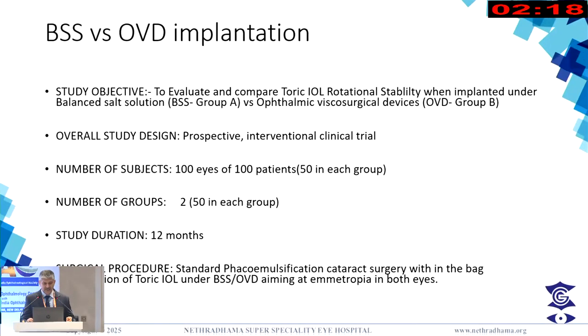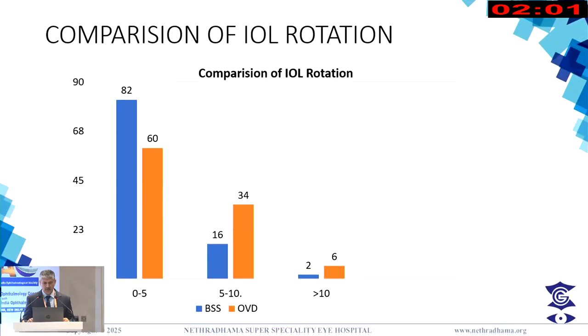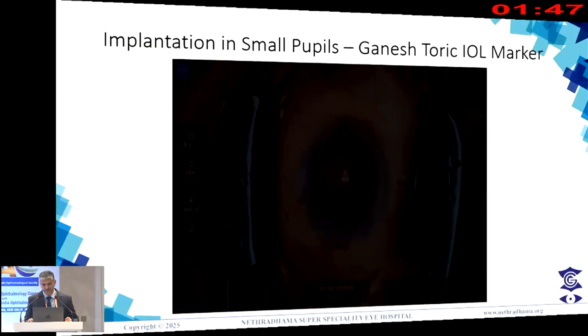We also did a study to evaluate the rotational stability. We had 2 groups, one implantation under BSS, one with the viscosurgical device, 100 eyes of 100 patients, 50 in each group, and we followed them up for a year. This is what we found. This is the amount of rotation, 0 to 5, 5 to 10 degrees, and more than 10 degrees. You can see that the rotation was much lower in the BSS group.